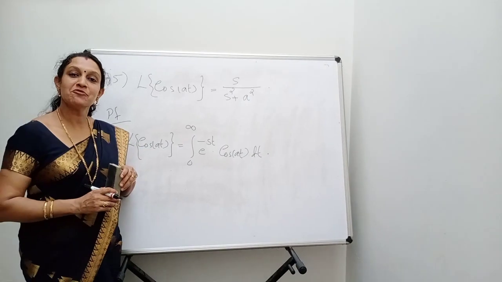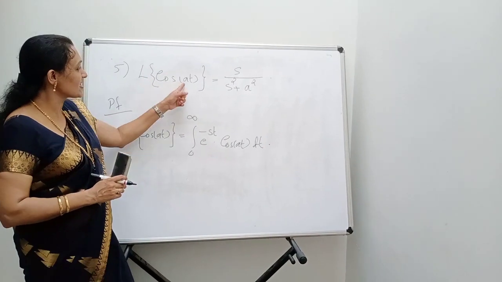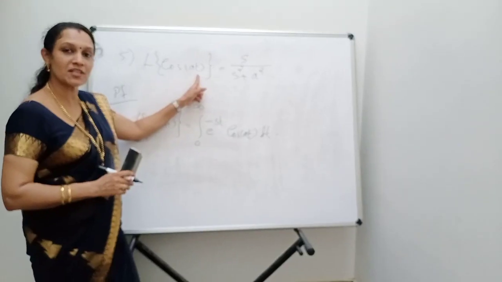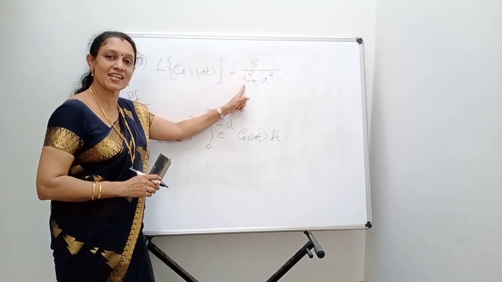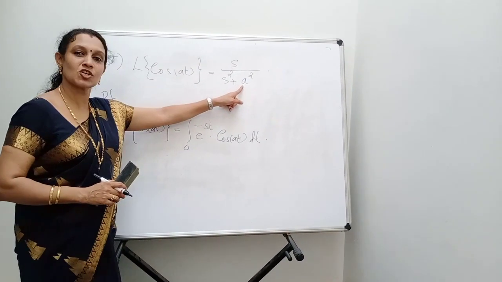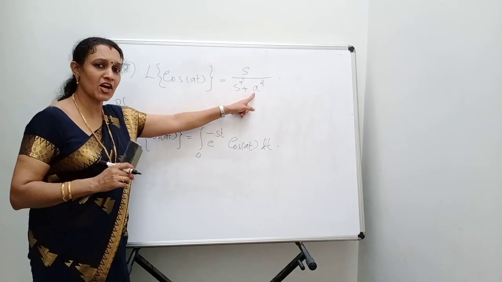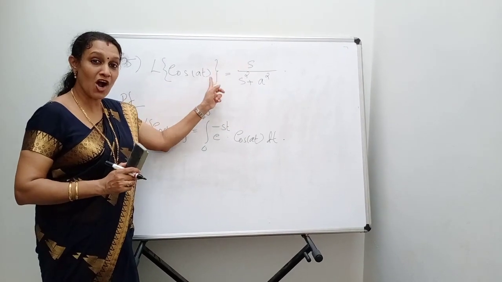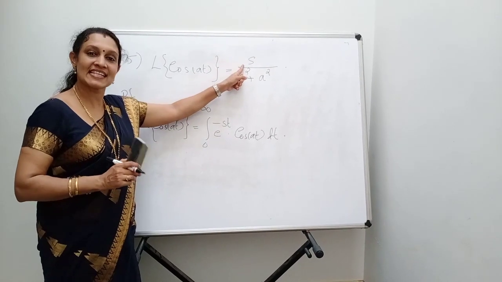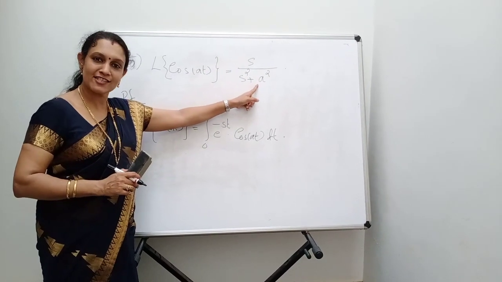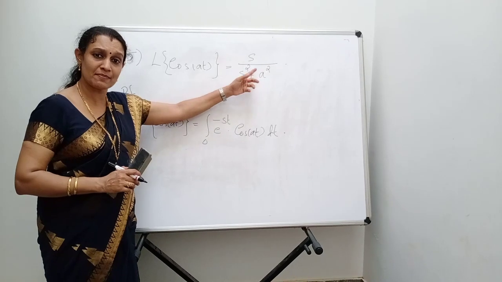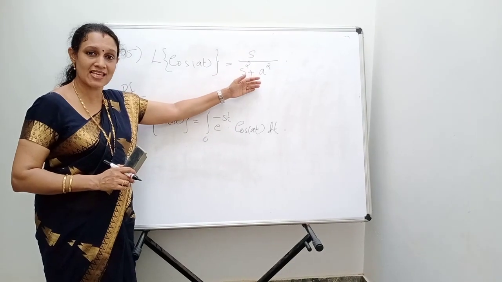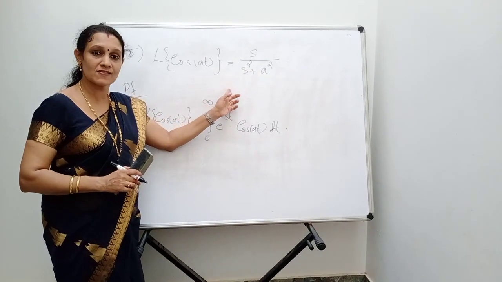Now we have L of cos at. See the equation? It is s divided by s square plus a square. In sin at, can you recall? In sin at, the numerator is a. But in cos, the numerator is s. s divided by s square plus a square. You can prove similarly what we did in the previous case. Similarly, you can prove this result also.